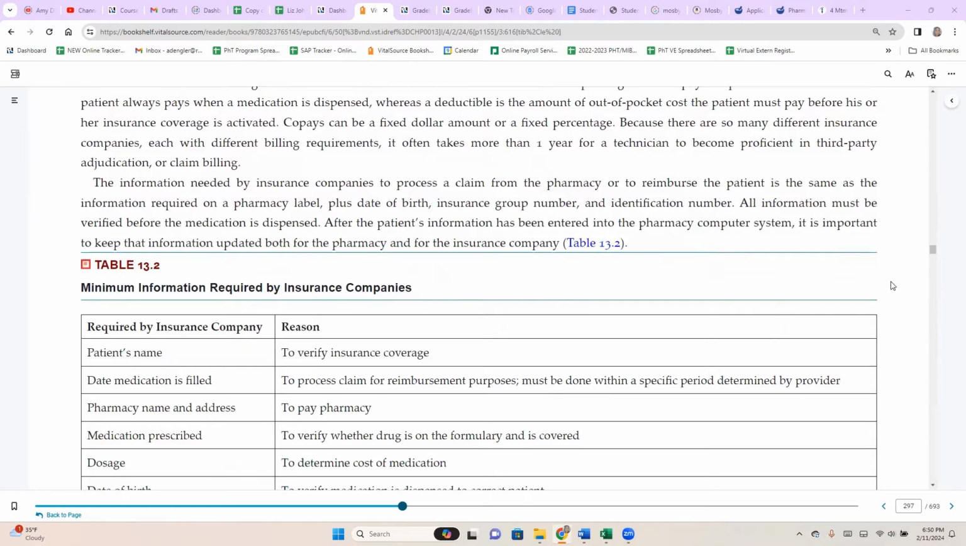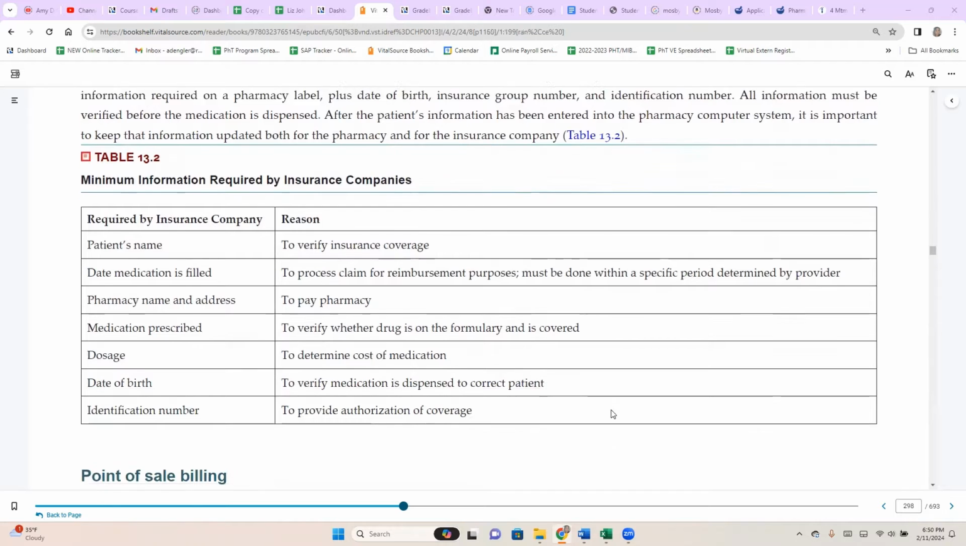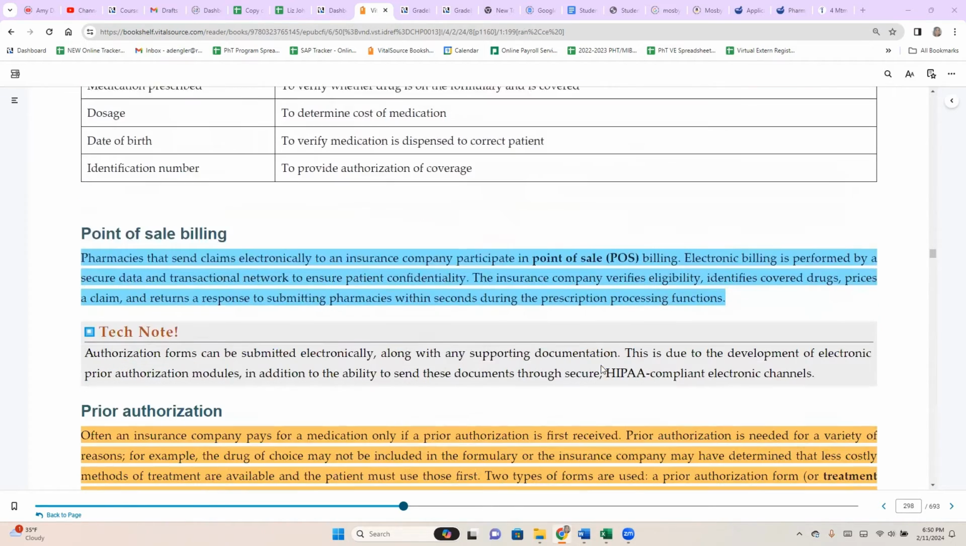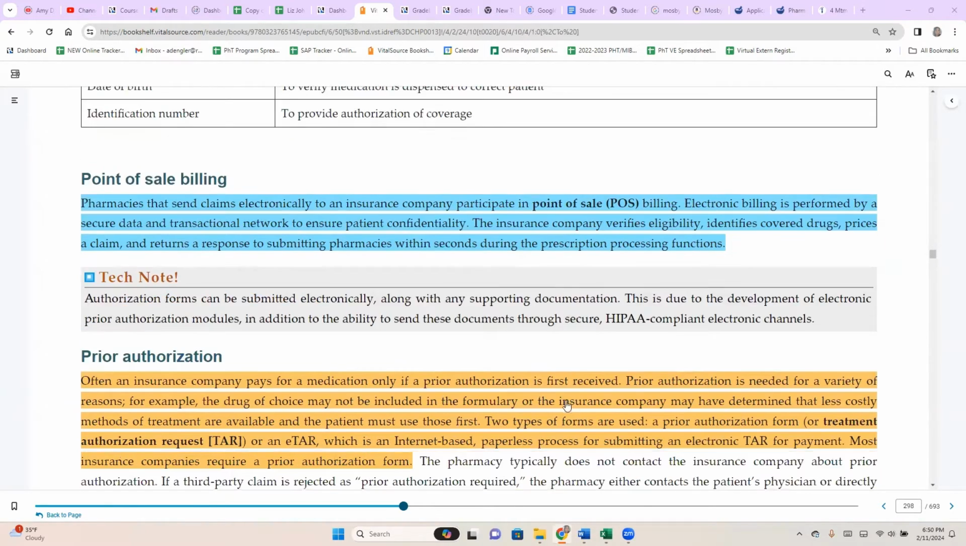Table 13.2 lists minimum information required by insurance companies. So this is the information required to do a billing claim. Pharmacies that send claims electronically to an insurance company participate in point of sale billing. Electronic billing is performed by a secure data and transactional network to ensure patient confidentiality. The insurance company verifies eligibility, identifies covered drugs, prices a claim, and returns a response to submitting pharmacies within seconds during the prescription processing function, which we know as adjudication.